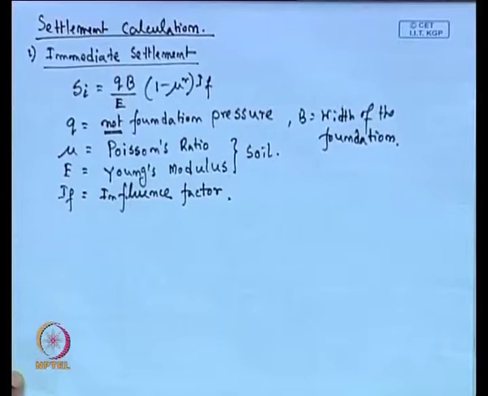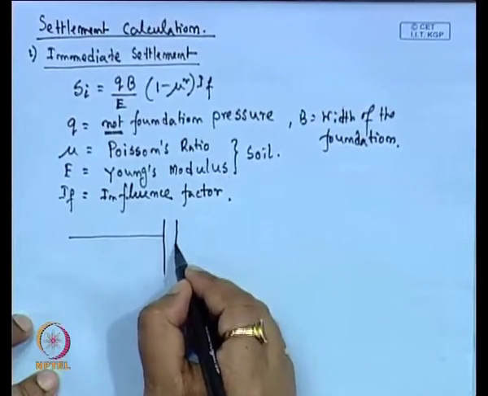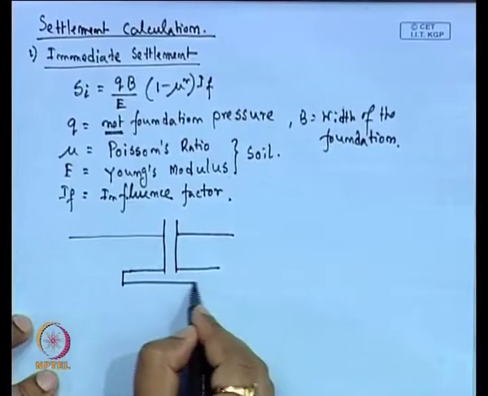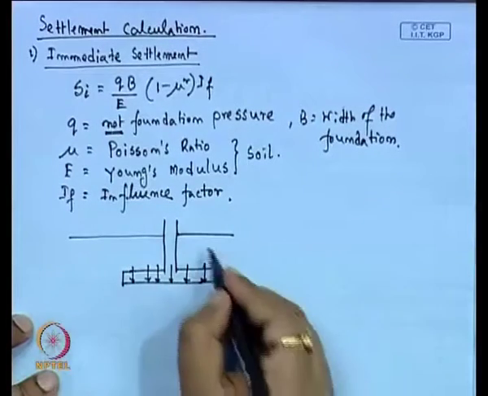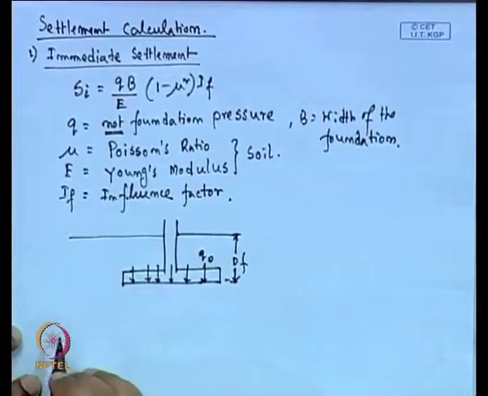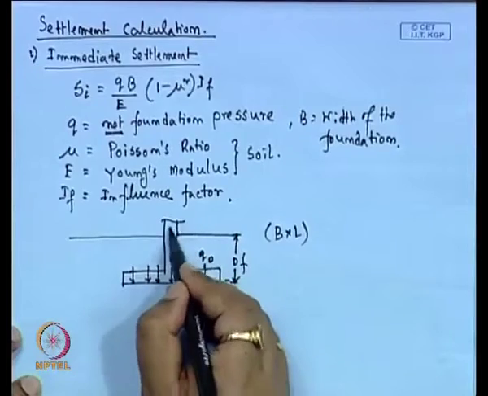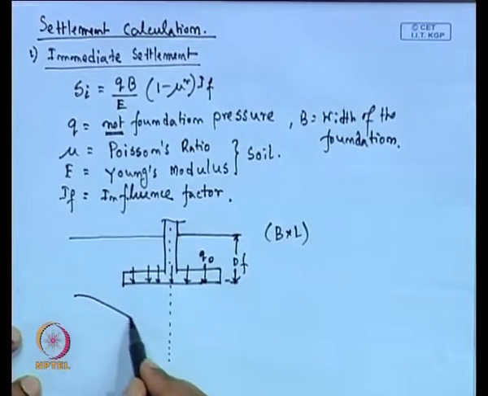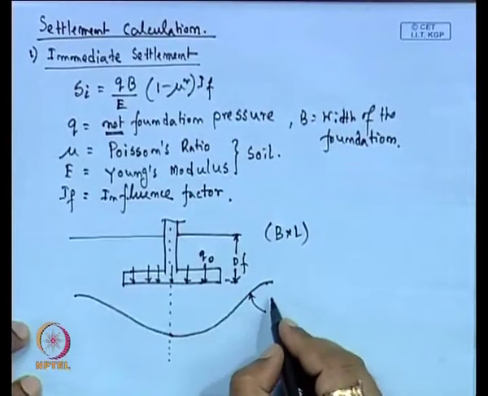Now, to understand this influence factor, first let us draw the settlement response of the foundation after the application of loading for the different foundation types. Suppose this is the application of load through the foundation, this is q0, and this is the depth of the foundation. For the settlement profile, this is B into L, say. Now, the settlement profile, if it is at the center, would be more or less of this type if it is a flexible type of foundation.